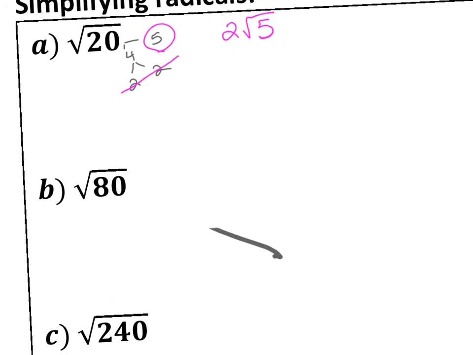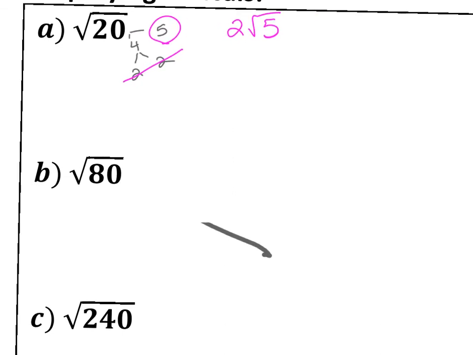Okay, so now go to 80. How do we break down 80? 10 and 8. Okay, all of those are right. So start that wherever you just started. I'm going to do 2 and 40, because I know 2 is prime and that's as far as I want to go on that one. Then I'm going to go to 40. 2 and 20. And then 2 and 10. And then 2 and 5.